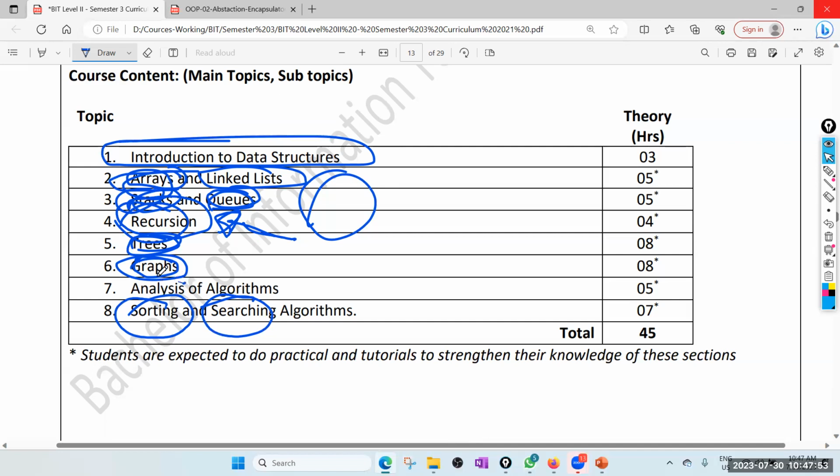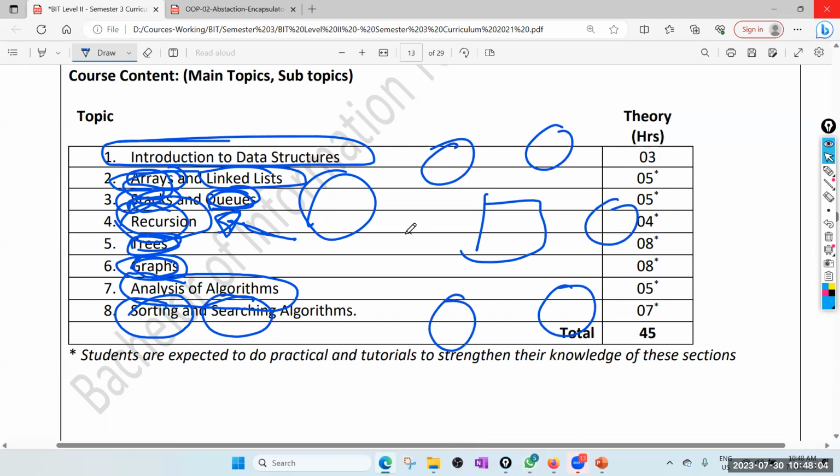And the other topic is analysis of algorithms. I told you that when there's a problem, there's nothing called this is the solution. There can be so many different solutions. The more complex the problem, the larger the number of possible solutions. So then your task is to come up with the best solution. That is where we do the analysis of algorithms.